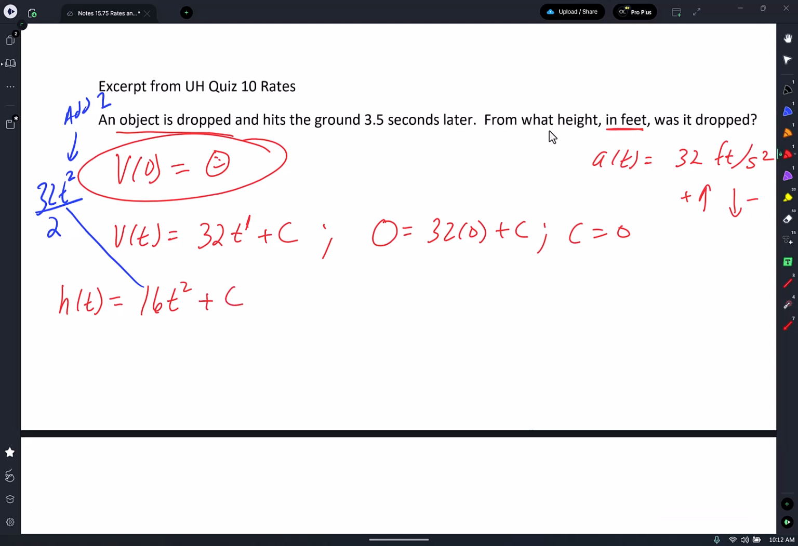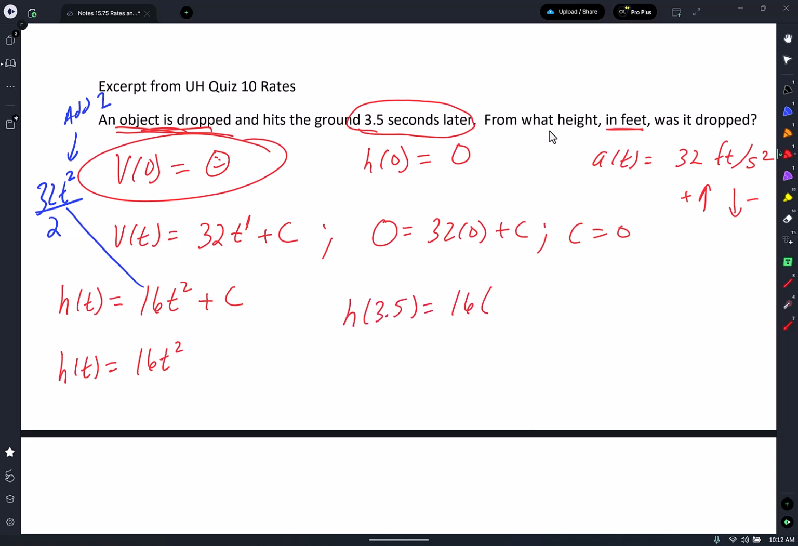But if I dropped it from the ground, if I dropped it initially, how much have I traveled initially? 0. So the c is 0. So this is my equation that will tell me how much I have fallen. Does that make sense? Do they give me a time for how many seconds later? So all I've got to do is h of 3.5 equals 16 times 3.5 squared. Does that make sense? Yeah, because your initial height was, we're assuming, 0.